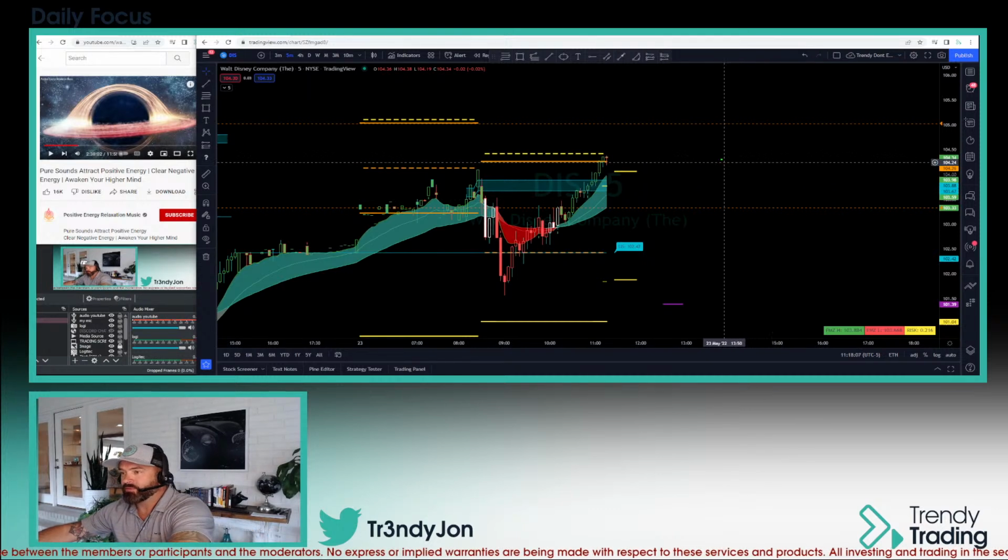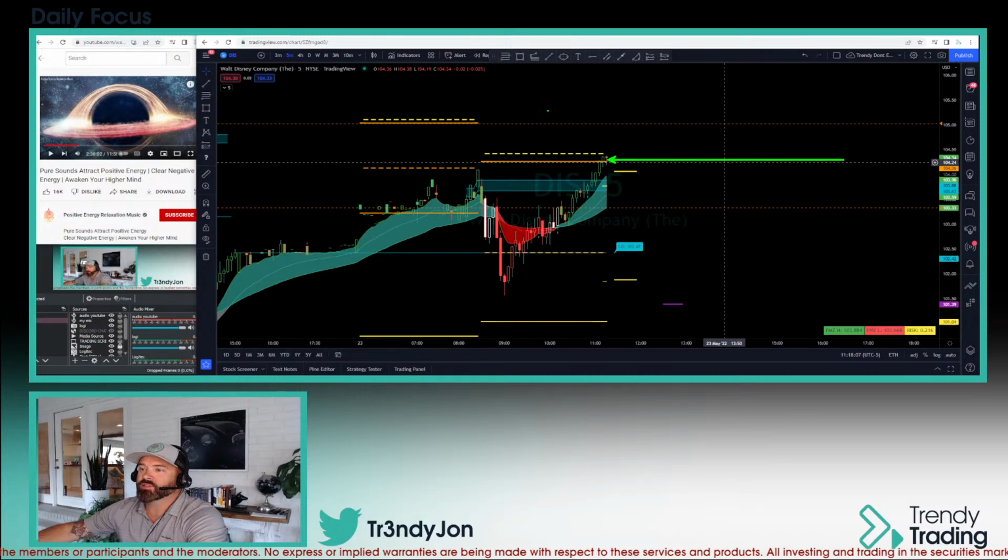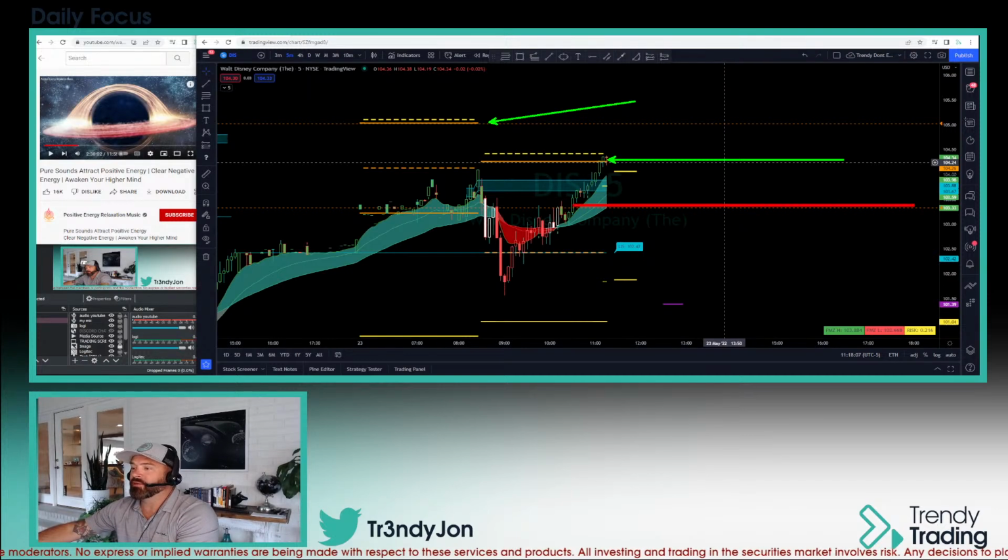Okay, so we have targets here. See, we already hit the first target. The second target's right here. You can see I have an alert, and I have a stop at a predefined level, which is right here. There is nothing I can do in here, folks. Nothing. So you don't have to sit in front of the screen all day.